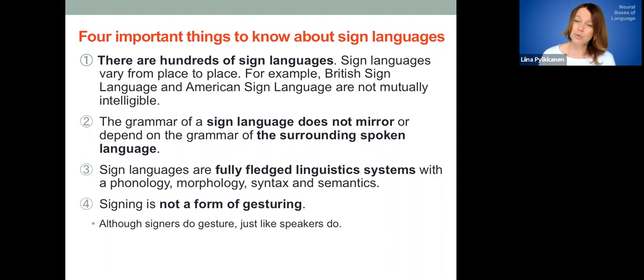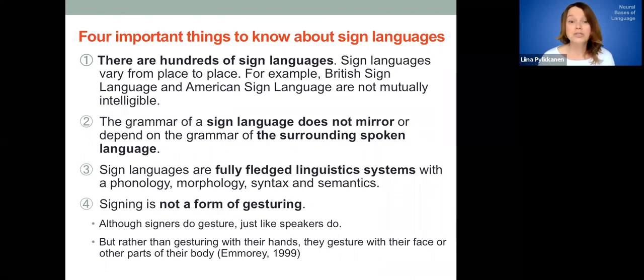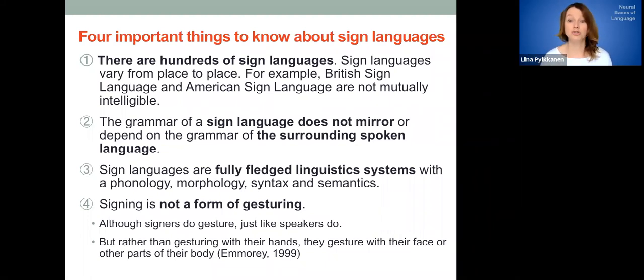Of course, signers do also gesture, that's natural. So just like in spoken language, we often gesture at the same time with our hands. But rather than gesturing with their hands, signers gesture with their face or with other parts of their body. But sign language combines with gesture just like spoken language does.